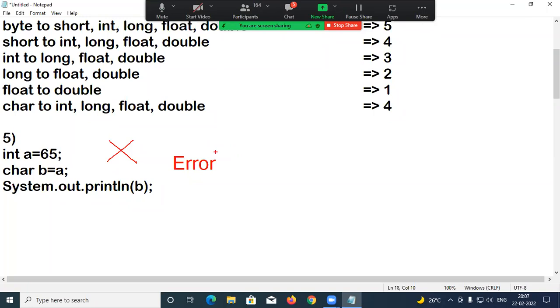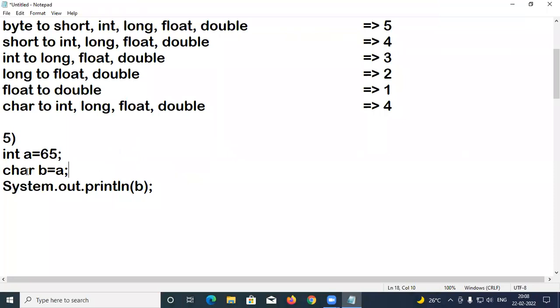Now, can we solve this error? What have we tried in the brackets? Char or integer, what do you write? Char is right. If you write integer, it is an error again. By mistake, if you write integer, again error only. So with char it is valid.